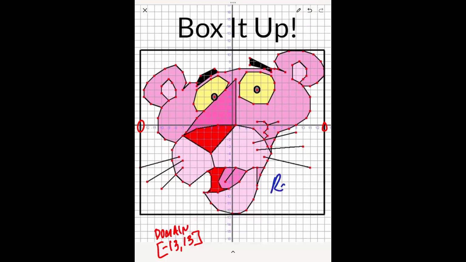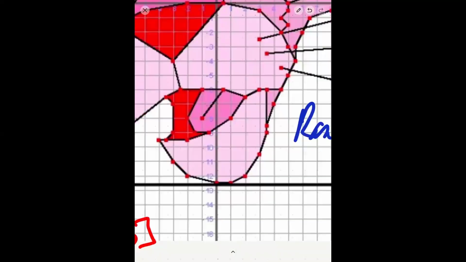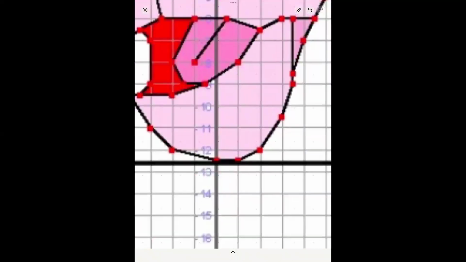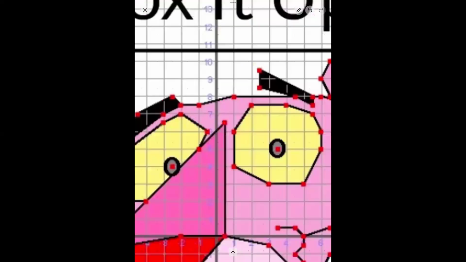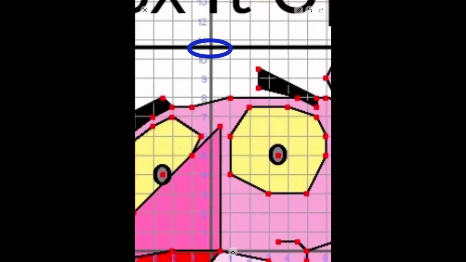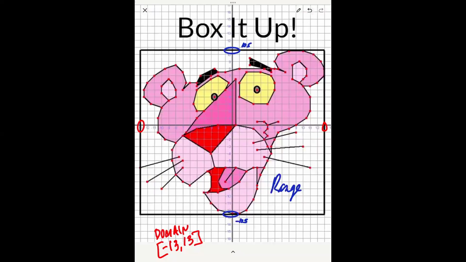Range. The range starts at the bottom of the box. So if I make this, you can see that it goes through the y value of, it's probably about a -12.5. And then if we go up to the top of the box, this looks like about 10.5. So the range for this relation would be -12.5, always start at the bottom, and it goes all the way up to 10.5. Put it in brackets, boom, we're done.